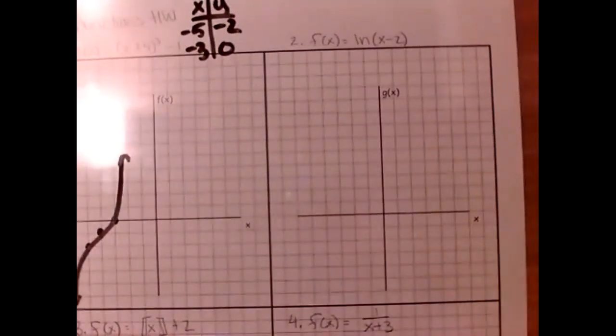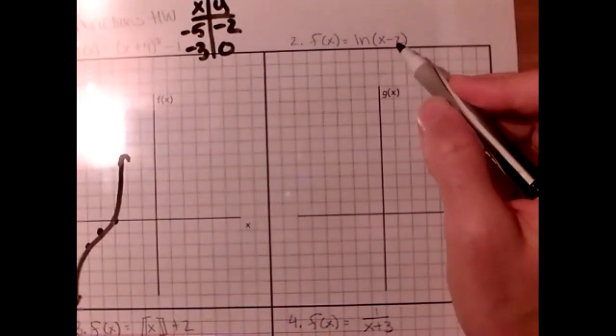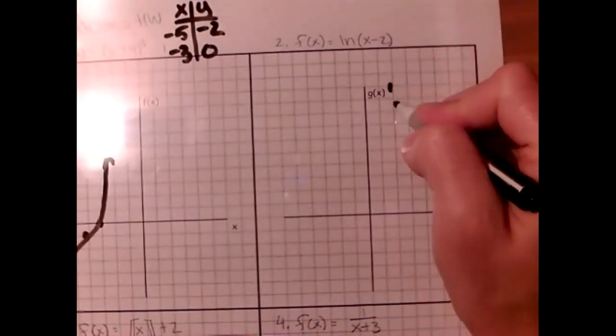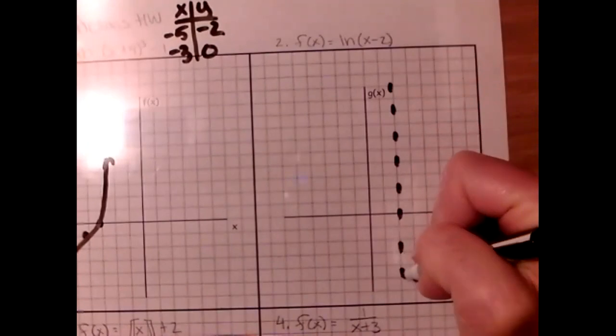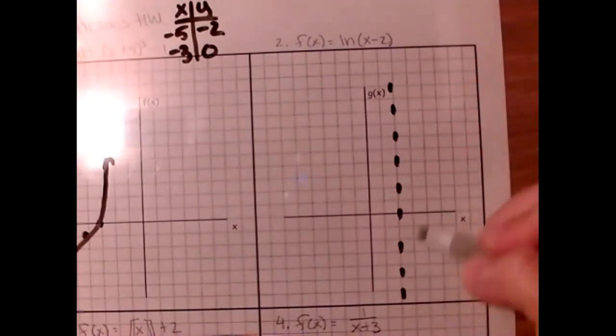All right, your LN graph, that's going to be this sideways swoopy kind of shape. This one moved right 2. So I'm going to dot in the asymptote at 2. And if you just drew it in like this, that's fine.